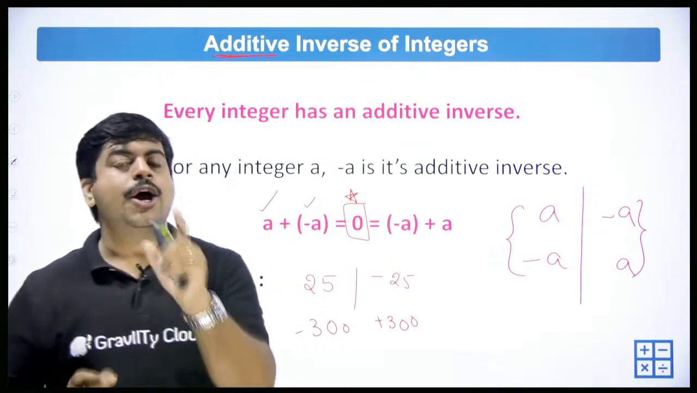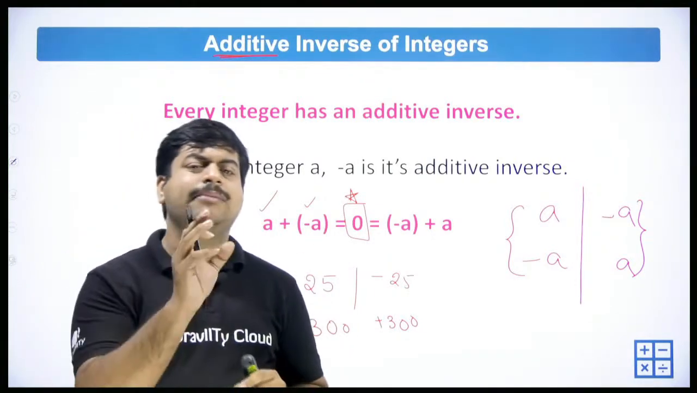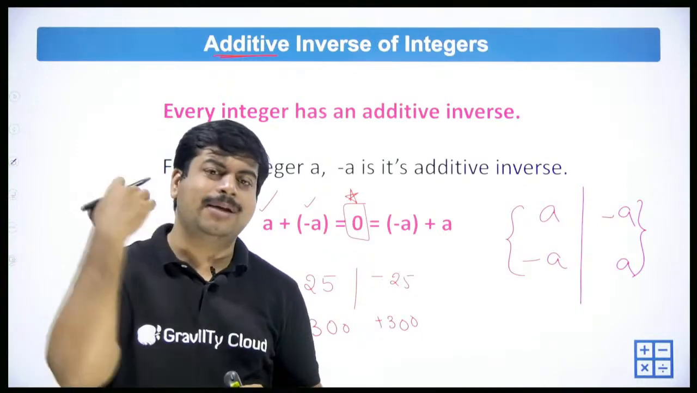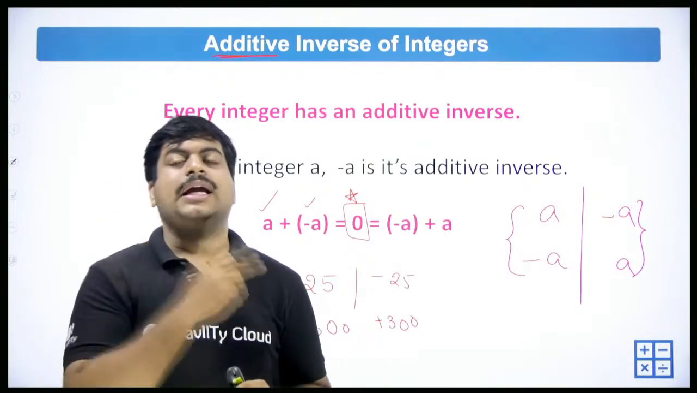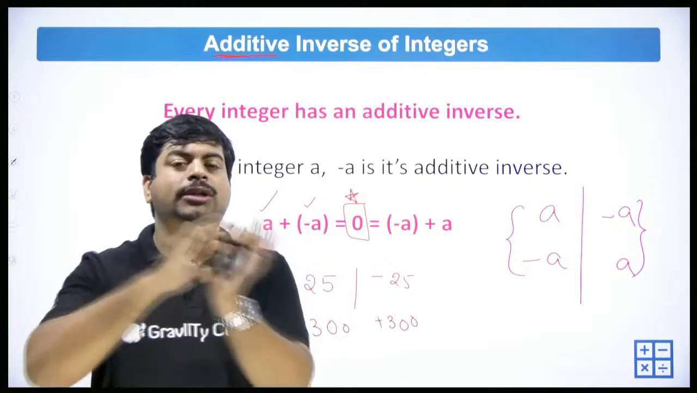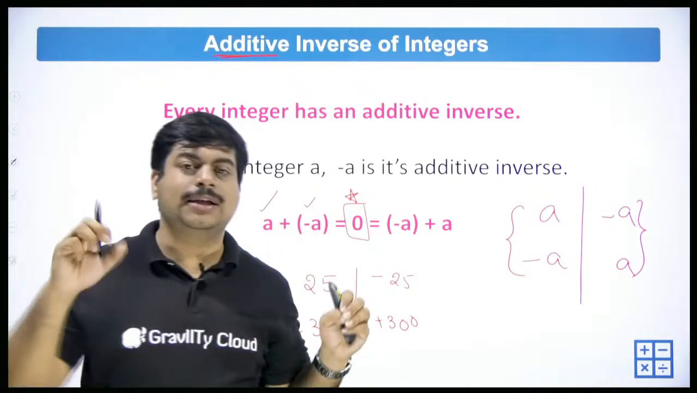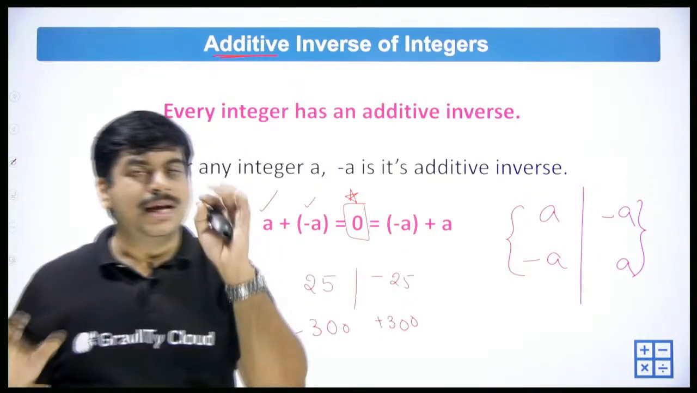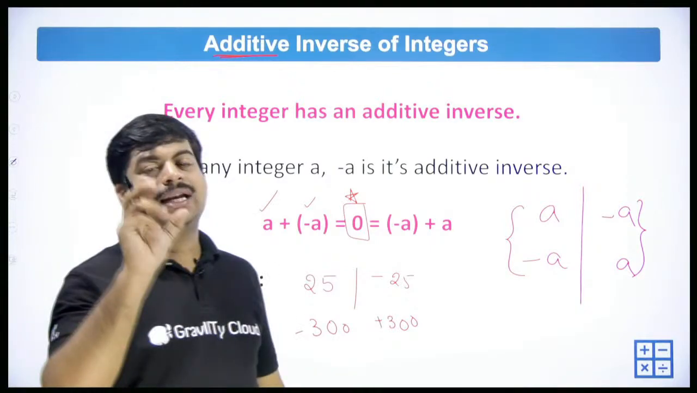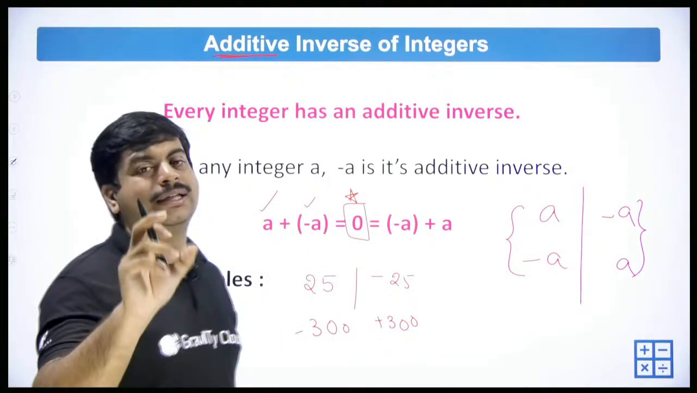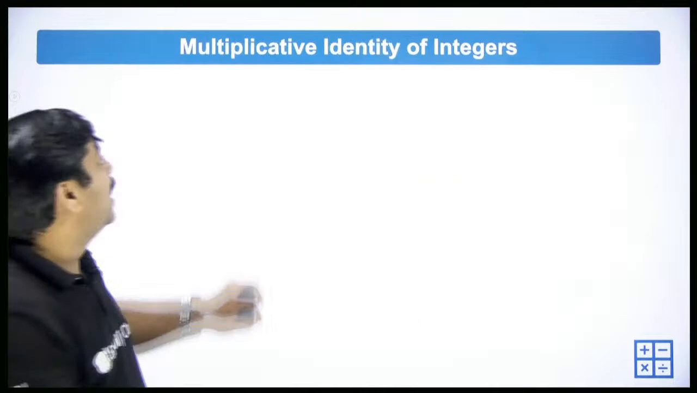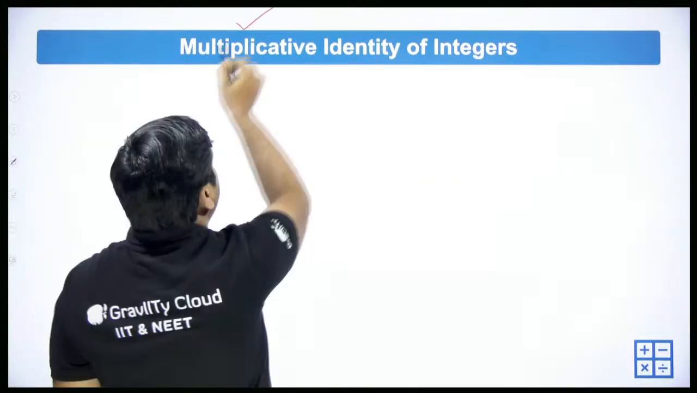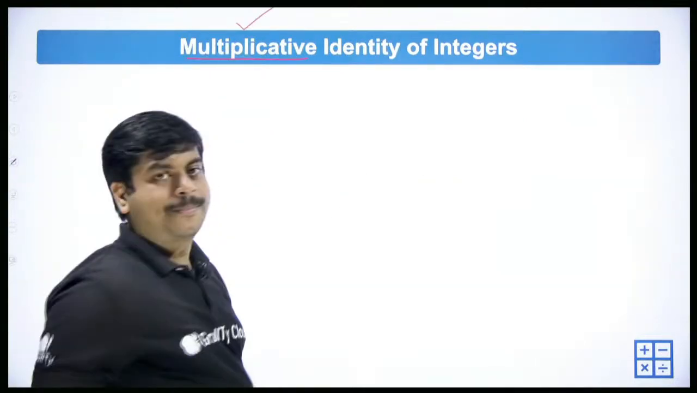Additive inverse, not identity. Identity means you should get the same number back. You should not get 0. Inverse means for a positive, you should get a negative, and for a negative, you should get a positive. Right? That is about additive inverse and additive identity. Next, we will go forward to learn what a multiplicative identity is. The name itself says that.